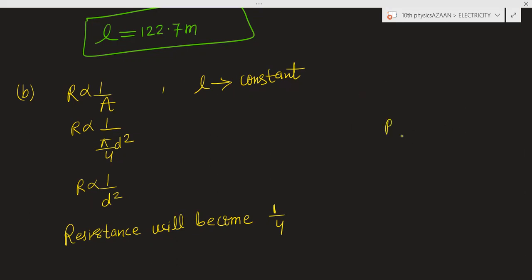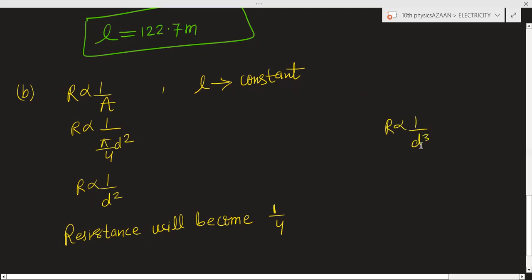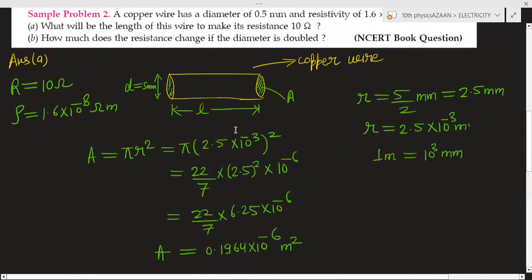Suppose resistance is like this, 1 upon d cube. So if you double the diameter, in that case, the resistance will become 1 upon 9 times.